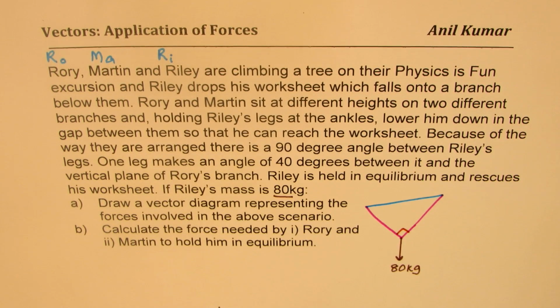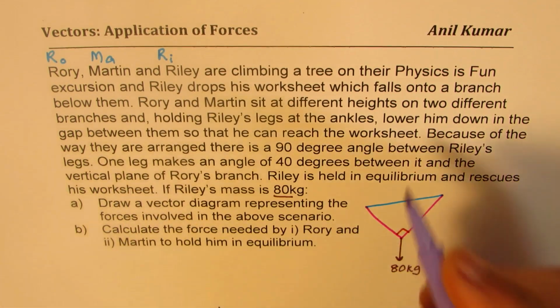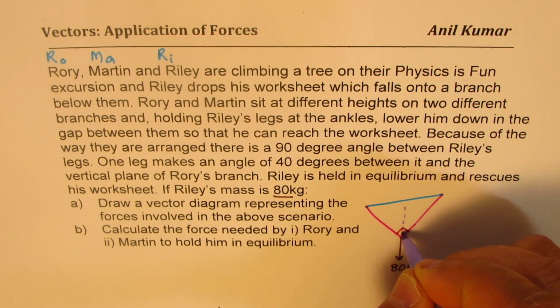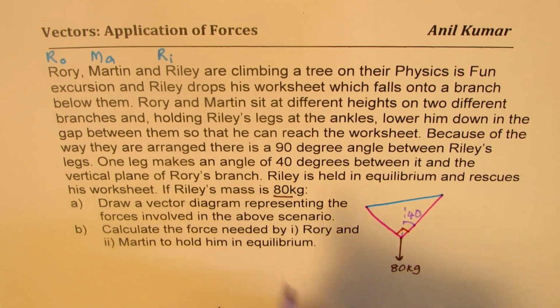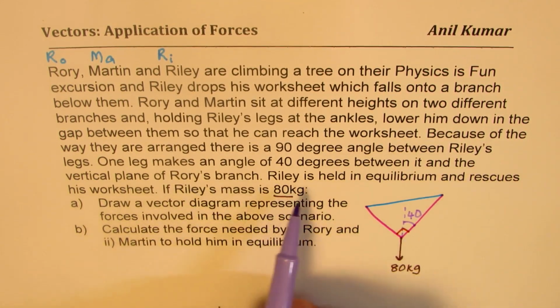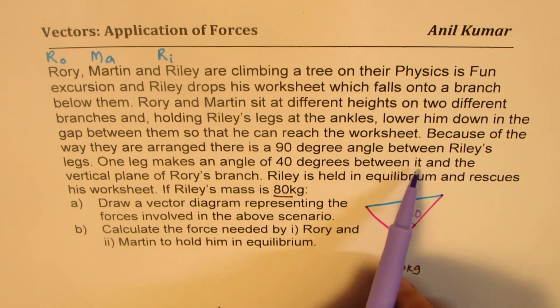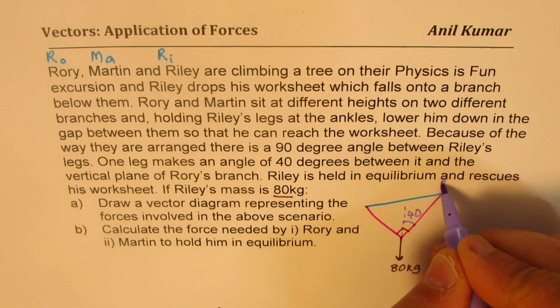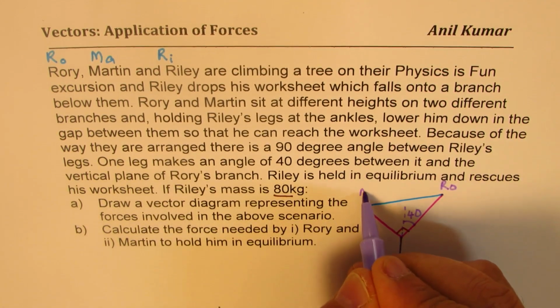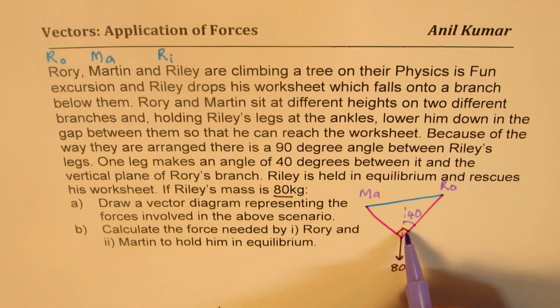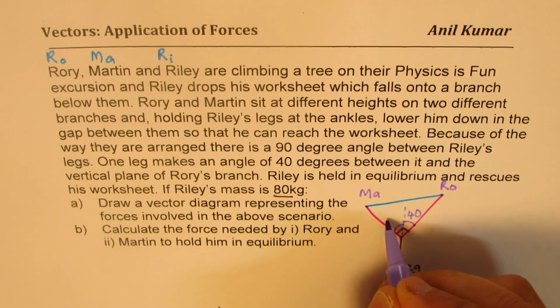Now, the angle, one leg makes an angle of 40 degrees between it and the vertical plane of Rory. So let's say this is the vertical, right? Since this is a smaller angle, we'll make this 40 with RO. So 40 degrees angle between it and the vertical plane of RO. Does that make sense, right? So Martin is on this side. Total is 90, so that has to be 50, correct?